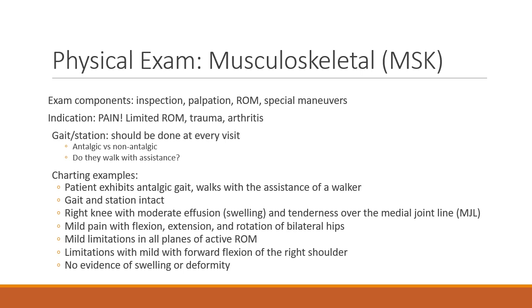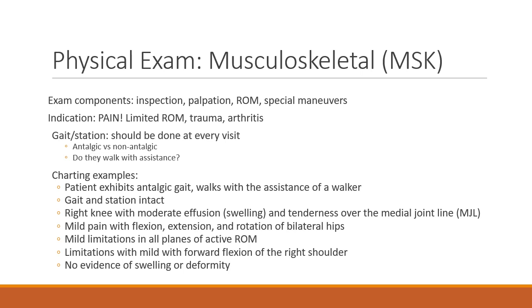So with an antalgic gait, the stance phase of the gait is abnormally shortened relative to the swing phase. It's a good indication of weight-bearing pain typically. Often those who have antalgic gait or ataxic gait will present with a cane or a walker or sometimes even a wheelchair. If the patient walks with the assistance of a device, always indicate this in the chart.